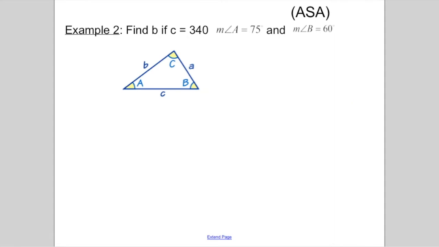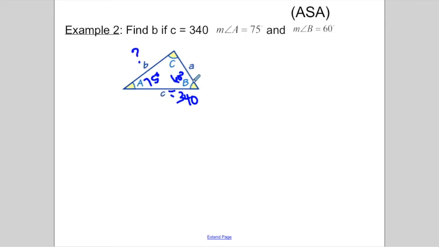Okay. Let's look at another example. They gave us our triangle. It says find little b, so that means the side, if little c is 340, and the measure of angle A is 75, and the measure of B is 60. So let's see. They gave us an angle, then we have a side, then we have an angle. That's why it's angle, side, angle. And I know that tells me I can use law of sines, and I need to solve for B. So this is the one I'm trying to solve for.